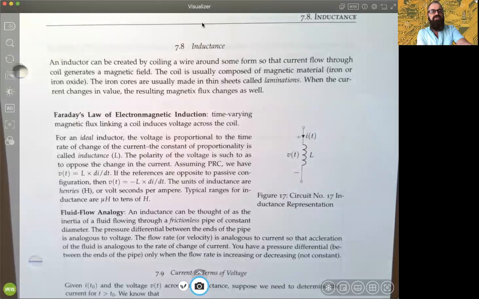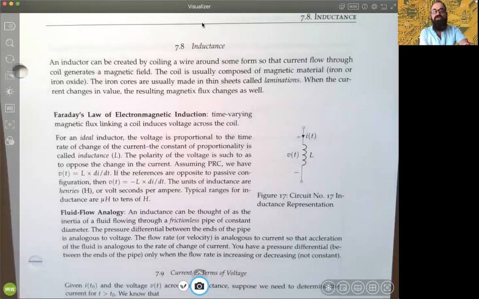So what happens is when the current changes in value, so now we're looking at the current changing as opposed to the voltage changing, which was extremely important to generate current in a capacitance. Now we're looking at how current changes and the resulting magnetic flux changes as well. Specifically, it's how we're going to get voltage. Faraday's law of electromagnetic induction states that time-varying magnetic flux linking a coil induces voltage across the coil. So that's the key here: how do we generate voltage across the coil?